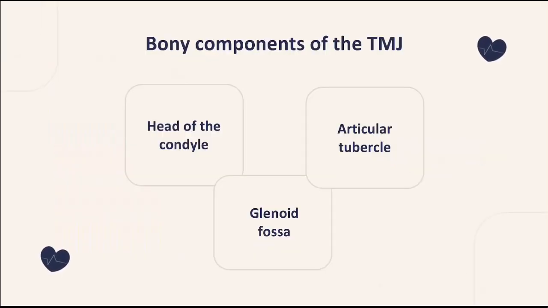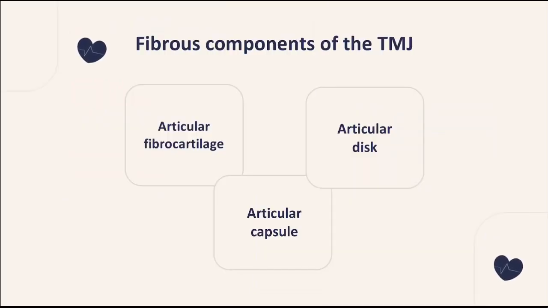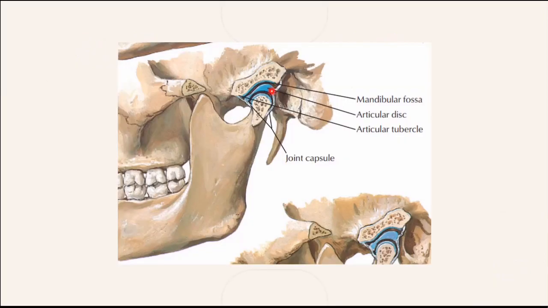The bony components of the temporomandibular joint are the head of the condyle, the articular tubercle, and the glenoid fossa wall. So this is the head of the condyle of the mandibular bone, the articular tubercle, and the glenoid fossa wall. And lastly, the fibrous components of the temporomandibular joint are the articular fibrocartilage, the articular disc, and the articular capsule. This is the articular disc and this is the capsule.